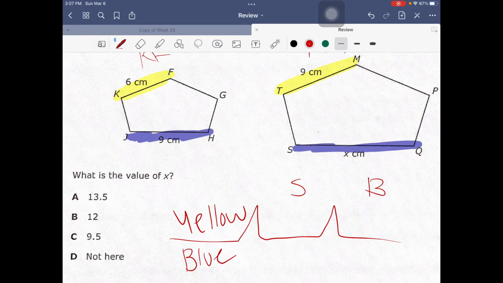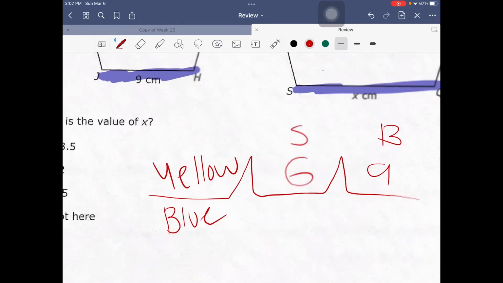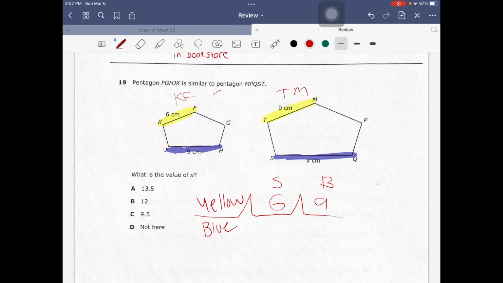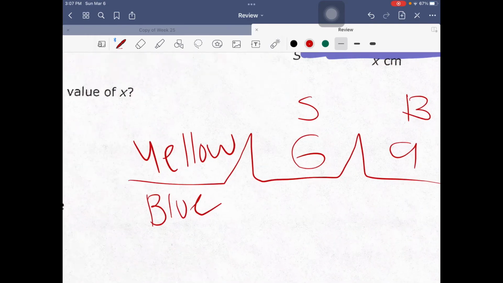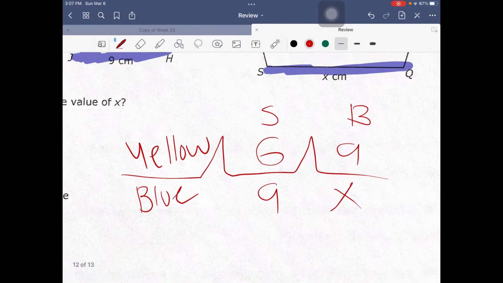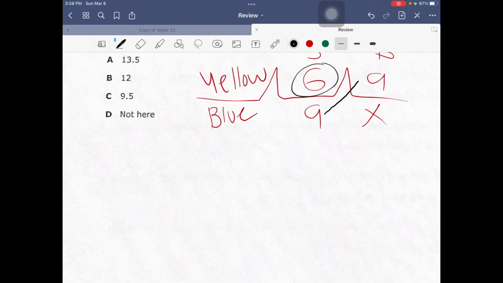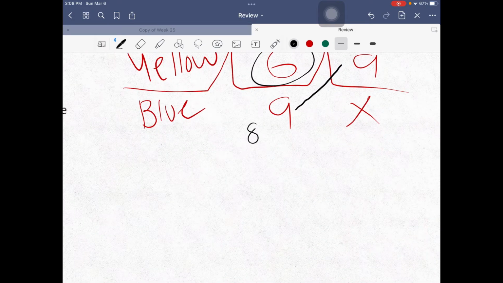What's my small one for the yellow? 6. What's my big one? 9. Which one's my small one for the blue? Well, this one's the small one and this is the big one, so 9. And my big one for the blue is x. Perfect. That's my big value. Now, what can we do right away? Let's multiply. So we're going to multiply the ones that have a partner diagonally, and you're going to divide by the one that doesn't. What's 9 times 9? 81. So we're going to divide 81 by 6.